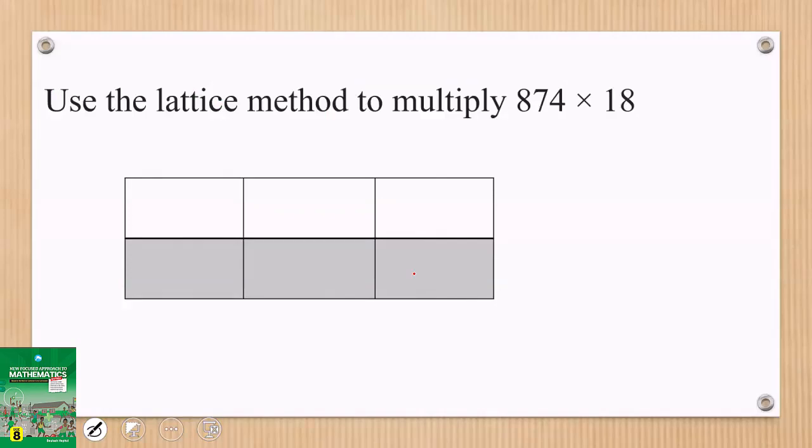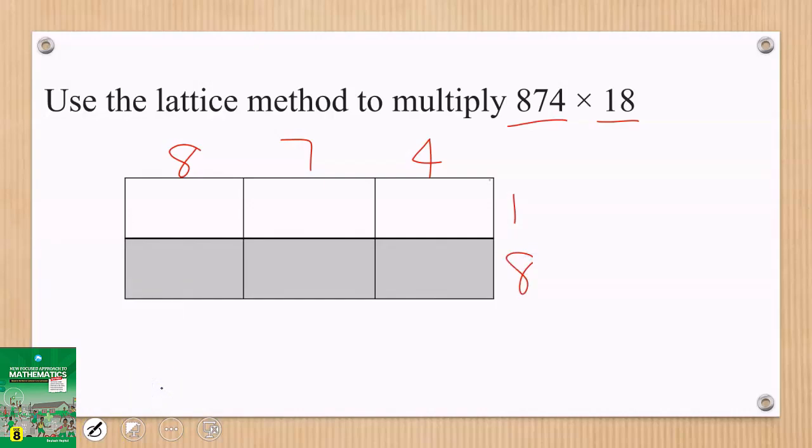So what we do is that, for example, if you have this question given as multiplying 874 by 18, we draw maybe boxes and then we represent each box by each digit here. So here we are going to have our 8, 7, and then 4, okay, for each column. Then each row we have our multiplicand, that is 1 and then 8, okay. Then we can now do our multiplication.